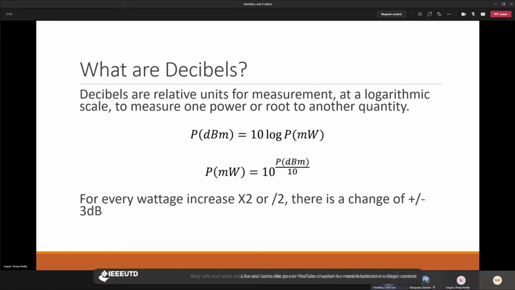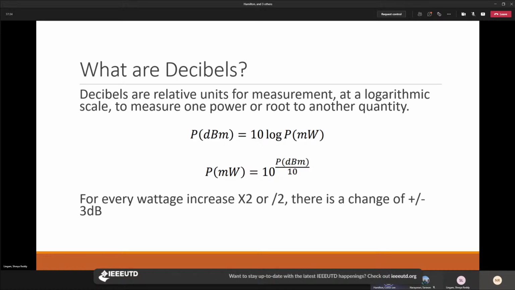And then 10 log of 4 is 6. If we are going down in power, we're decreasing, so that would be a minus sign, so it would be minus 6 dB. Another way to think about this, which might be easier: for every wattage increase by 2 times or decrease by half, there's a change of plus or minus 3 dB.